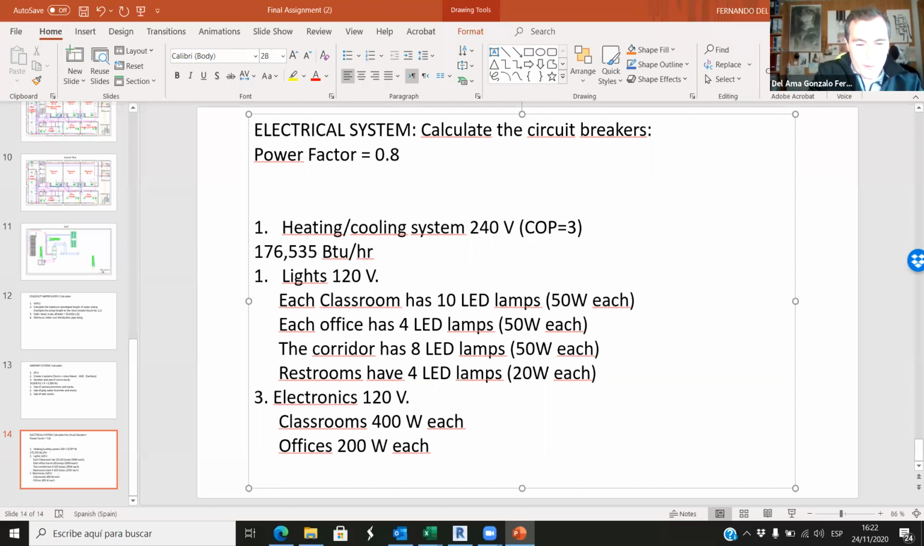This is the thermal load. I'm going to change the color. So the thermal load, the maximum thermal load, is 176,535 BTU hours. Now we have to turn this into watts.